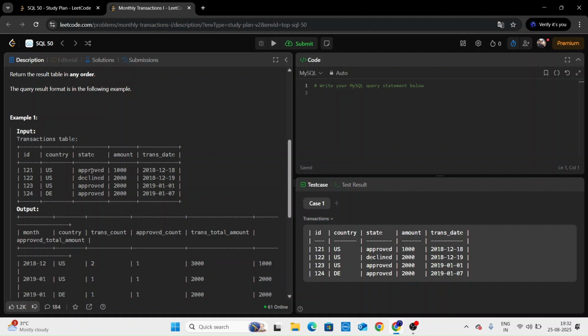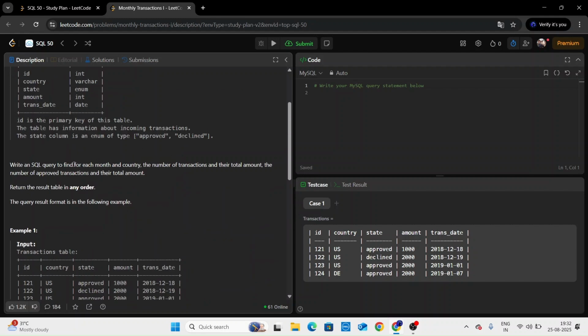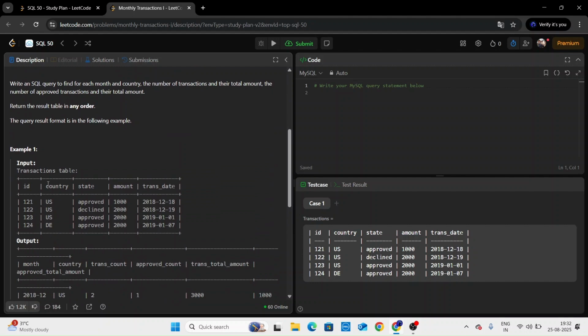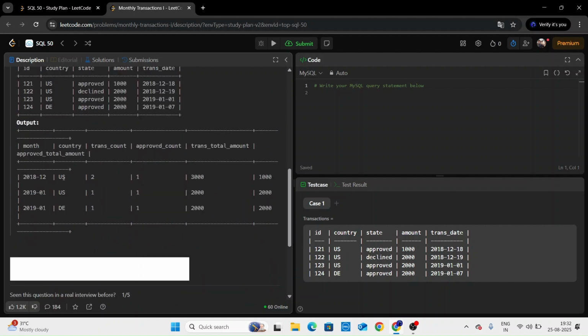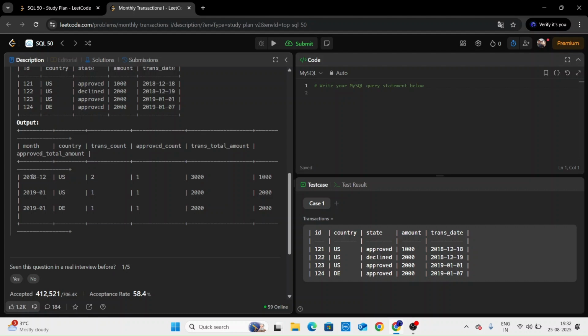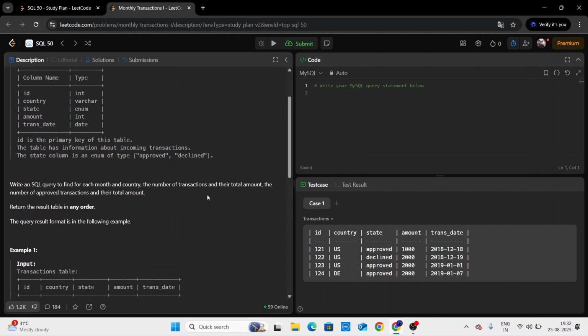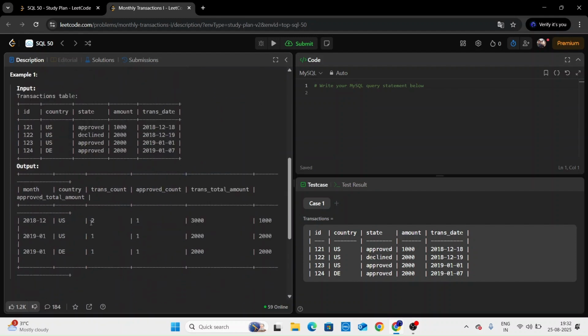We need to find, for each month and the country, meaning that for each month we need to find the country. Okay, for the year 2018 and month 12, that is December, we are finding it for the country US, where we need to find the number of transactions. Number of transactions is 2.